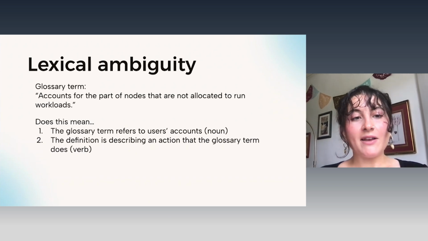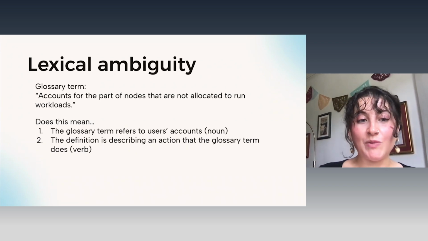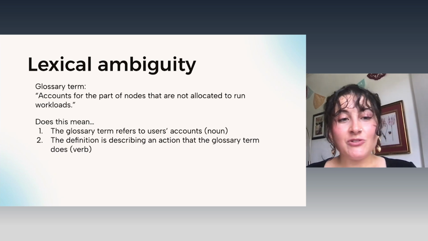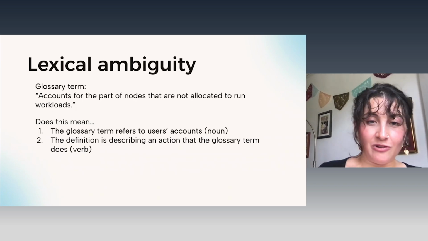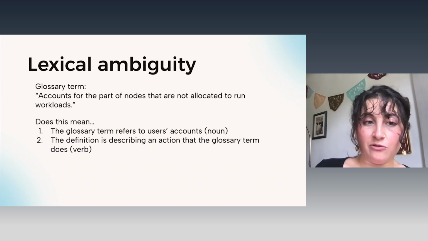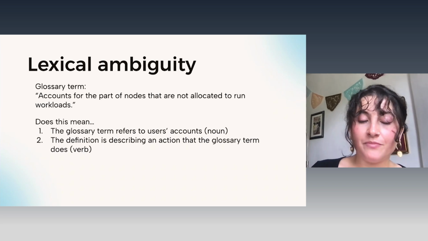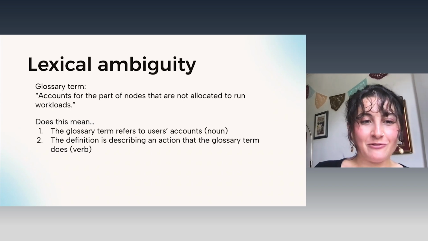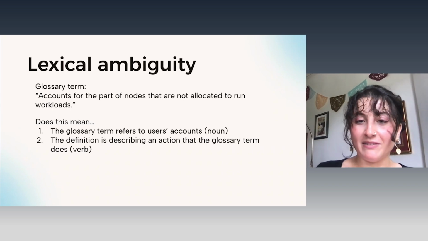And then as soon as I kind of processed that, I realized that's not what the writer actually intended. The writer intended accounts to be the verb accounts, as in this glossary term takes into consideration the part of nodes. So you can see accounts can be both a noun, a plural noun, or a verb, as in takes into consideration. So this is why I was confused.